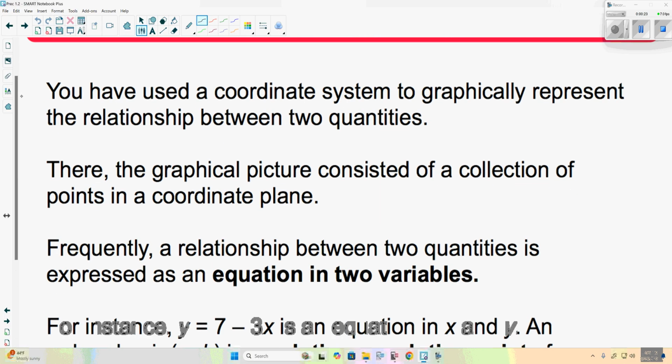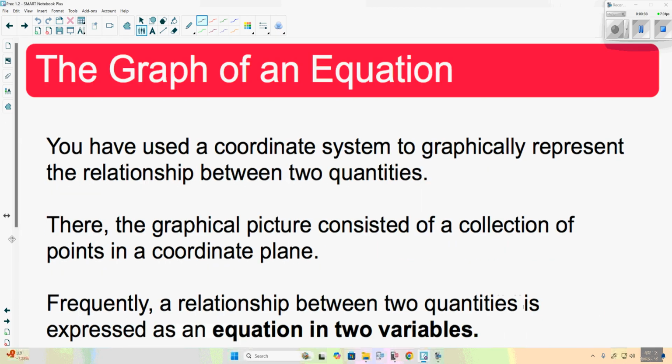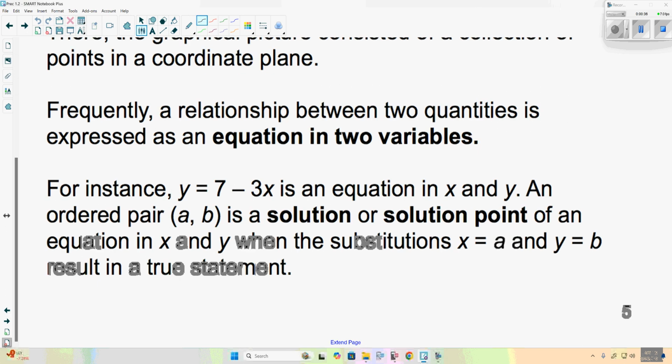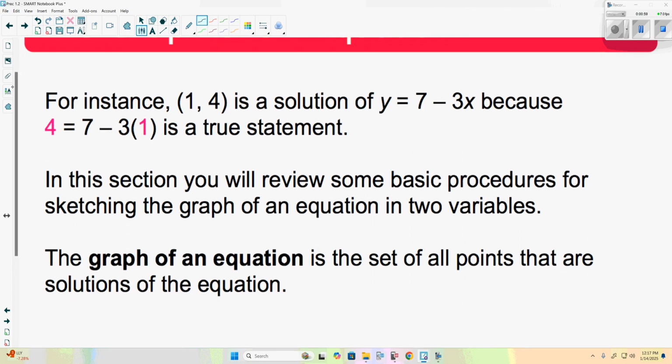Now, the graph of an equation can be used to represent an equation visually with respect to two quantities. Normally, we're talking about something like y equals 7 minus 3x, where we're seeing the solutions in terms of our x and y, a value for a or a b. So given a value for x, when we plug it in for x, we get an output b, and it is a true statement. For instance, 1, 4 is a solution of this equation y equals 7 minus 3x, because if you plug 1 in for x, the y value, the output, is indeed 4. So it makes a true statement.